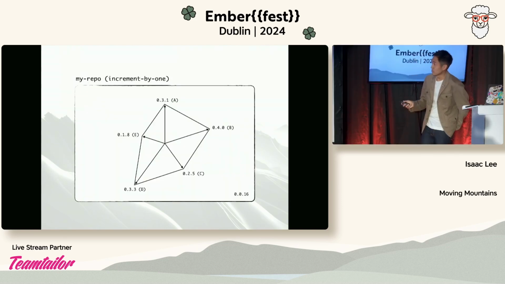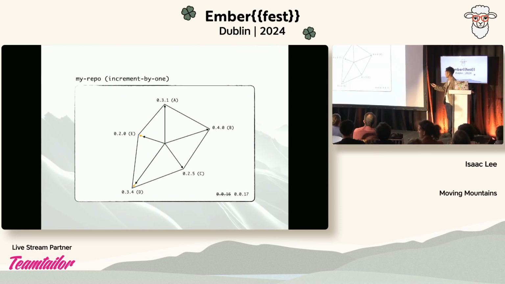Suppose we have a monorepo with 5 packages labeled A through E. The current version of the workspace root is 0.016, as you see on the bottom right. With increment by 1, we add 0.01 to the current version, no matter which packages are updated. So the tag name becomes 0.017.